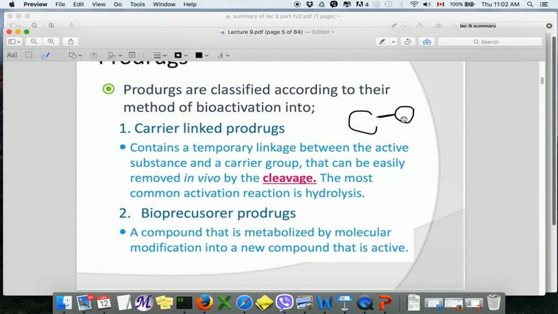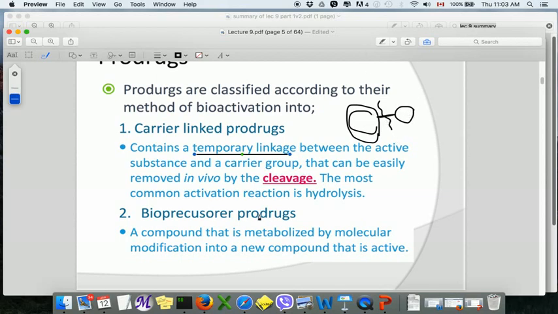Okay, it carries some other group. So when it goes inside the body, what happens? It just breaks, and this part here is the active part. You see the idea? Yeah. Okay. So this is what they call the carrier-linked prodrugs. They have temporary linkage between the active substance and the carrier group. So this is the active substance. This is a carrier group, and this is a temporary linkage. When it goes inside the body, it breaks.